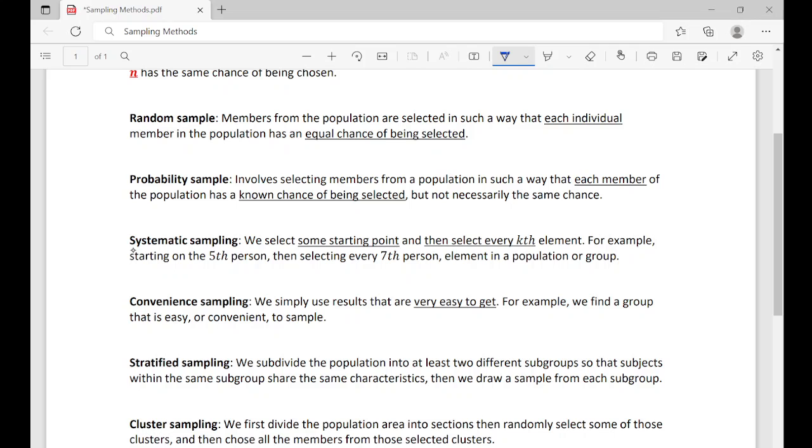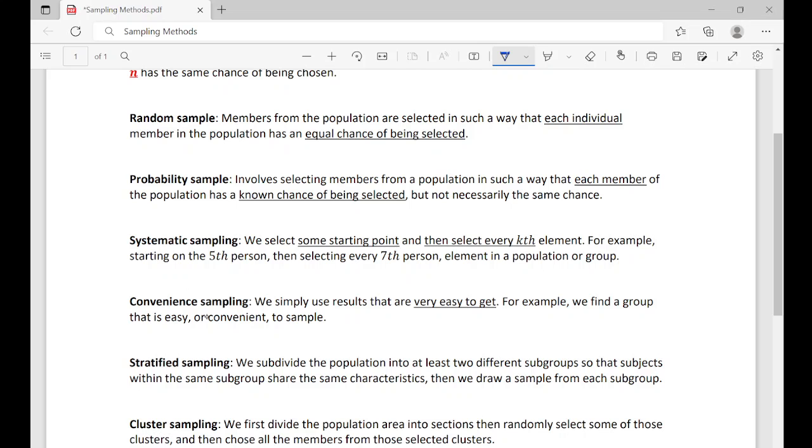Next is systematic sampling. And here we select some starting point, and then we select every kth element. So what does that mean? Let's say we start off with 100 people in a group. And then we're going to start with the 5th person in that group, and then every 7th person afterwards is who we select. So again, systematic sampling just means we find some specific starting point or some random starting point, and then we are going to select every kth person or kth element afterwards for our sampling method.